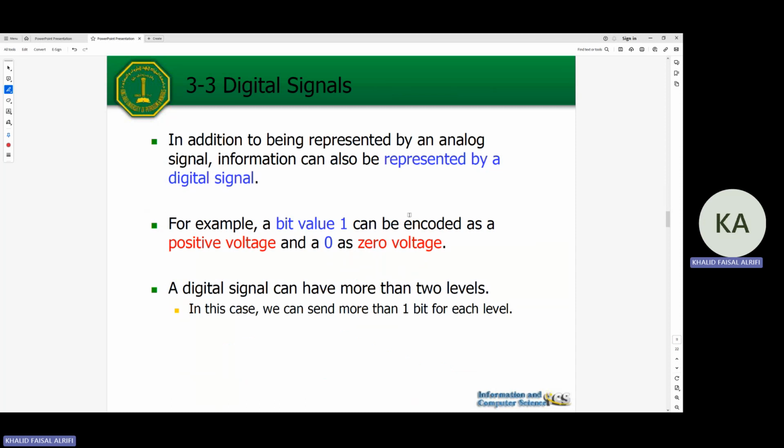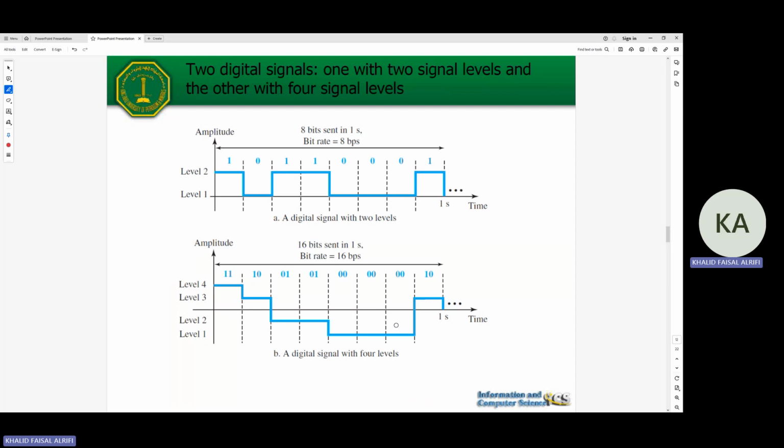Here we have the digital signal. What we have with this concept, yes. In addition, digital signals are represented by bits, usually 1 or 0, which means for 1 we have positive voltage, and for 0 we have nothing, or 0 voltage. The digital signal can have more than 2 levels. Okay, we'll see them now. In this case, we can send more than 1 bit for each level. So you must understand this.